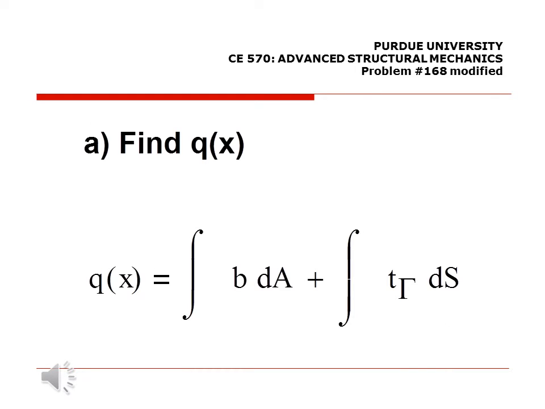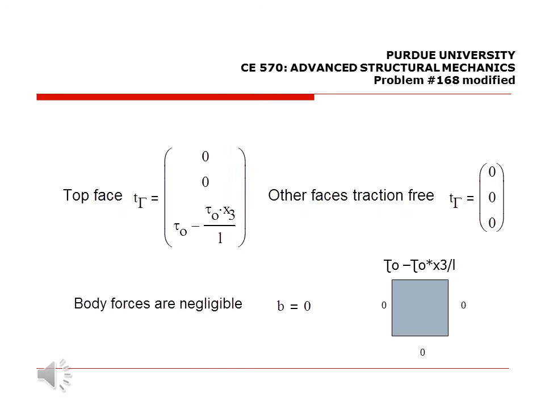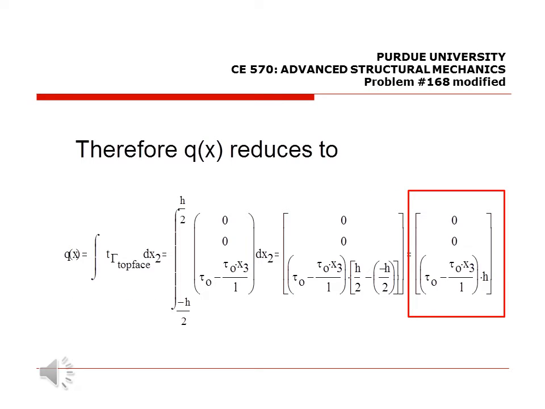Step 1. Find Qx. Qx is the integral of b in dA plus the integral of tau gamma in ds. The traction vector in the top face is as shown. The other faces are traction-free. The body forces are negligible. Therefore, Qx can be reduced as follows: the integral of tau gamma evaluating between minus h over 2 to h over 2.